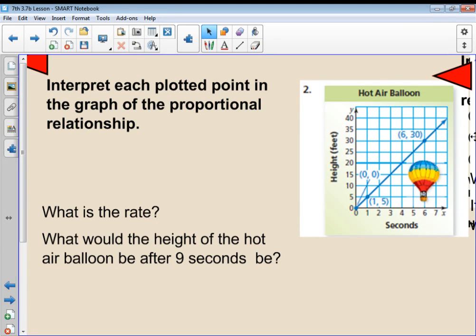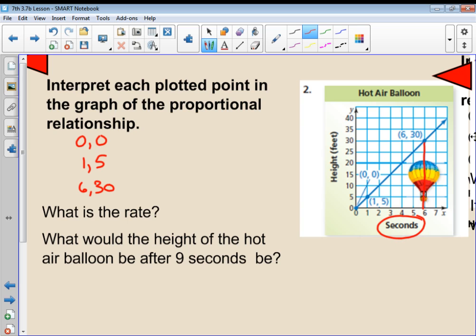Okay, so here I've got a hot air balloon. So my points are 0, 0, and 1, 5, and 6, 30. And let's see, I like to always use the one that's furthest out just because there's most space. So my 6 is seconds, and my 30 is feet.